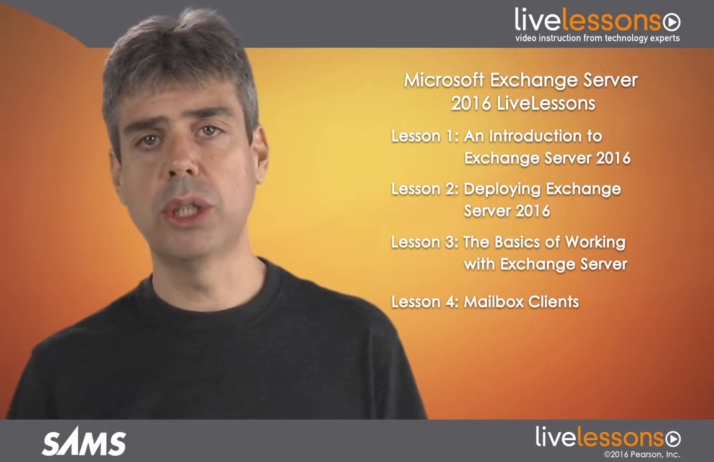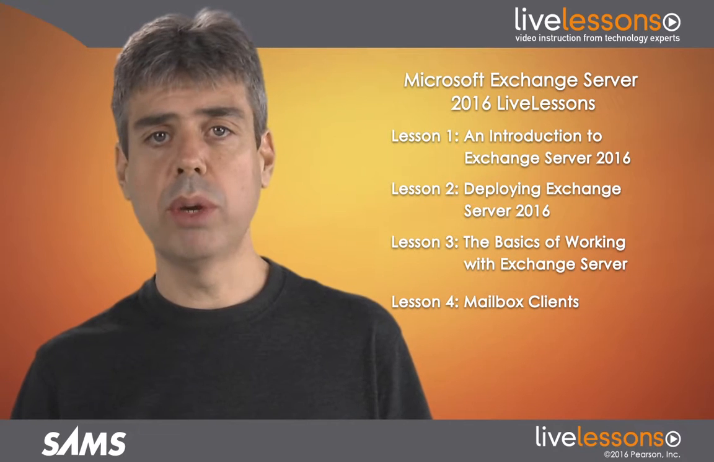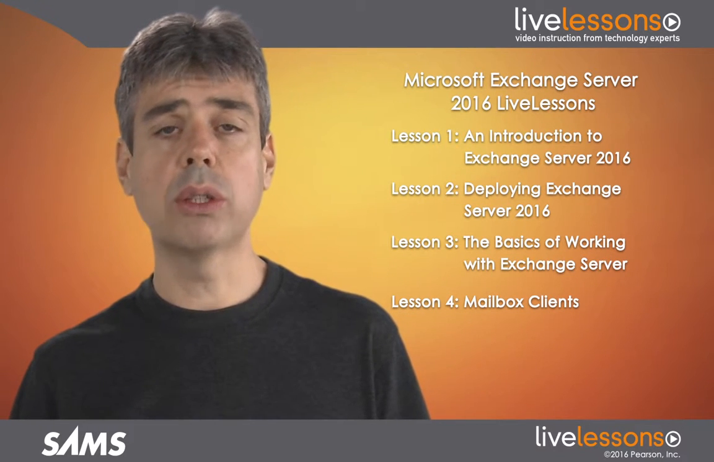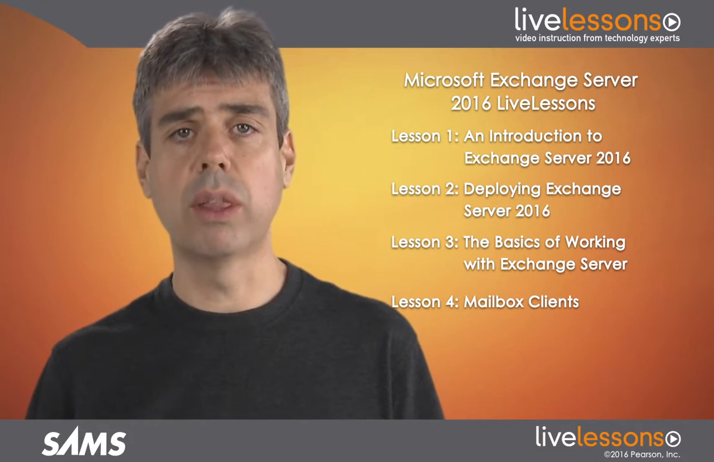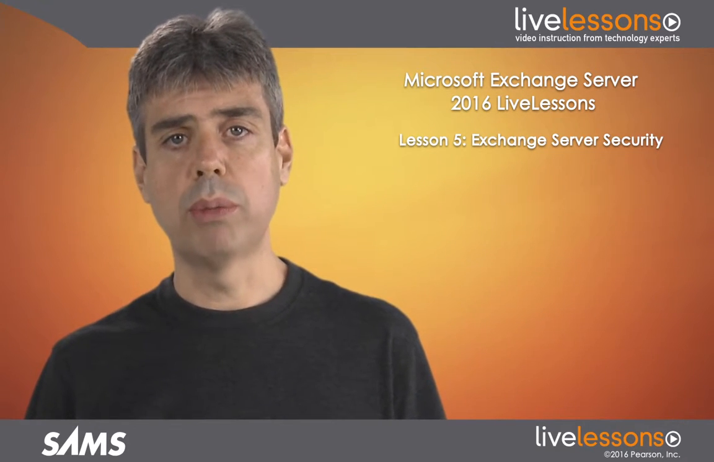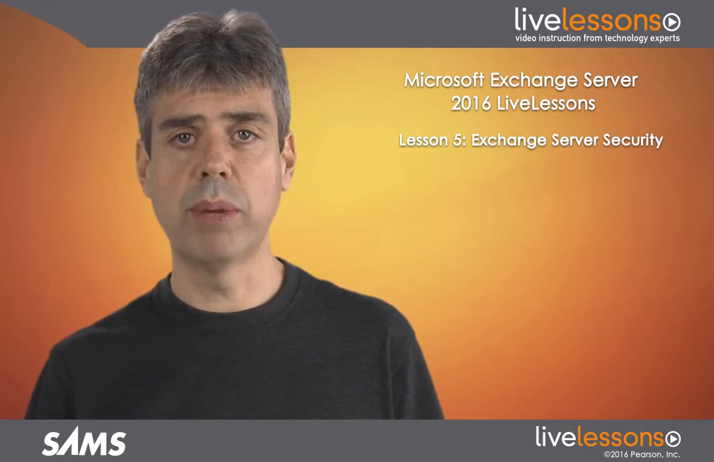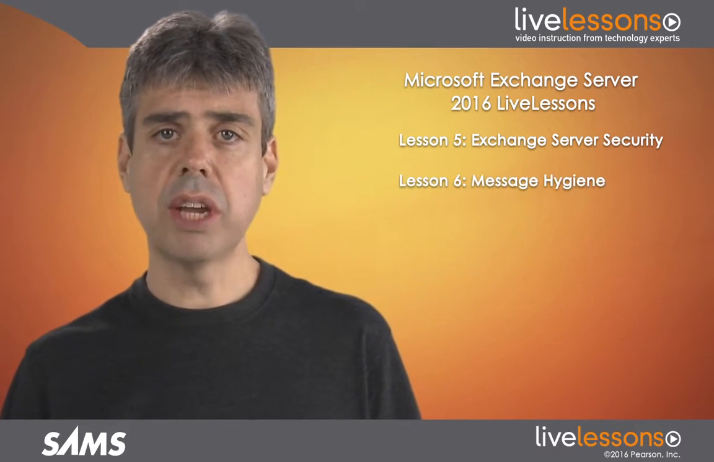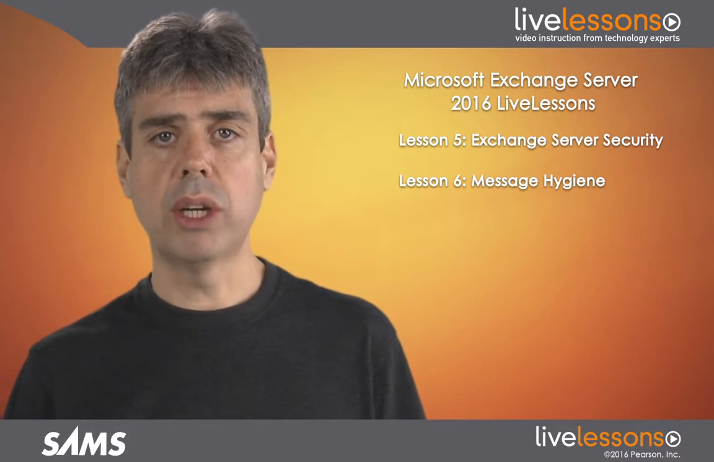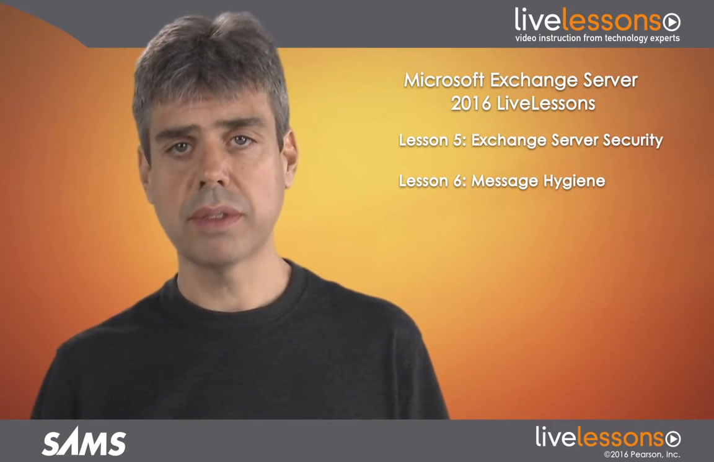Lesson 4 is an introduction to mailbox clients. I'll be showing you Outlook 2016, Outlook 2016 Mobile, and Outlook on the web. Lesson 5 is all about security. I'll show you how to apply certificates to your Exchange Server deployment and how to use role-based access control. Lesson 6 covers message hygiene. This is where I talk about spam and virus protection.